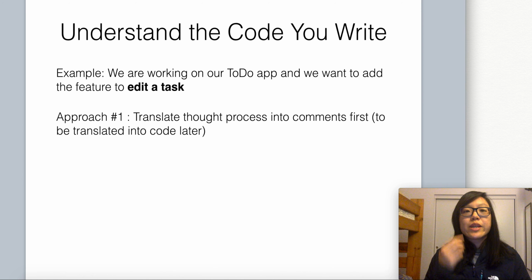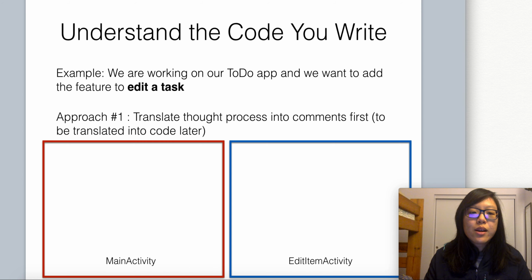So the first approach I would take here, usually when I have a good mental model mapped out, is to translate my thought process into comments. I want to put my comments in the appropriate places so I know where I would go about writing that code. In this first example, we have two activities, the main activity and the edit item activity.